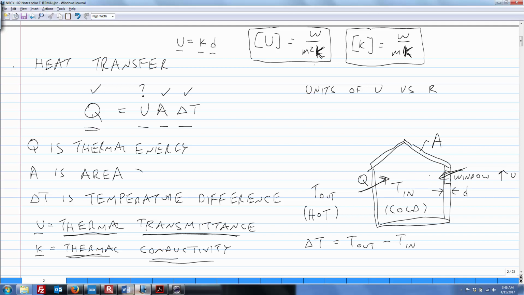Q is going to flow in much more quickly versus a well-insulated wall. Okay, and then finally, the next thing we want to look at is simply that U equals 1 over R, or R equals 1 over U. And typically it's this R value that we see, and that's thermal resistance.